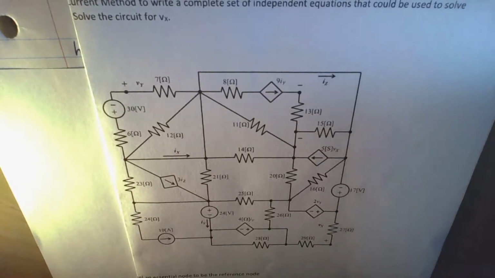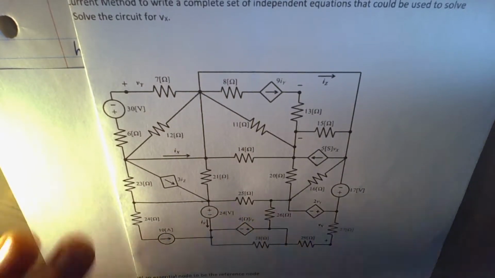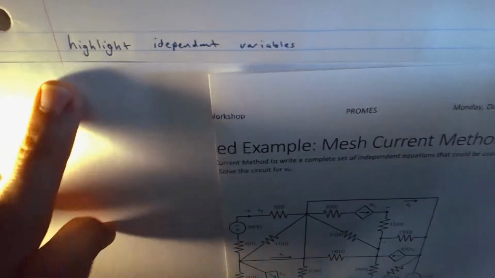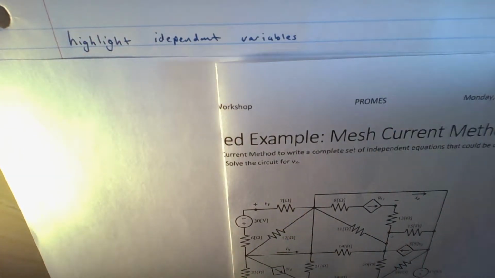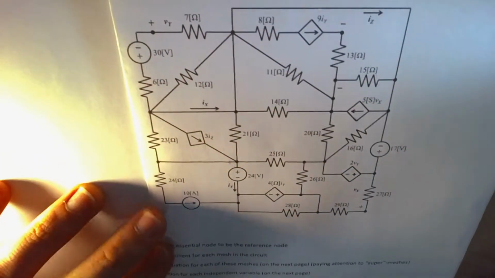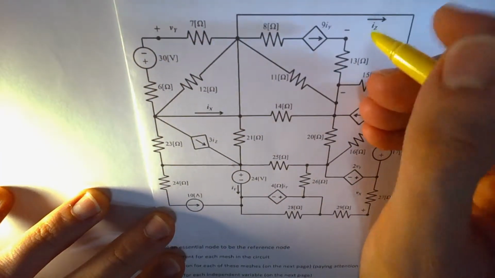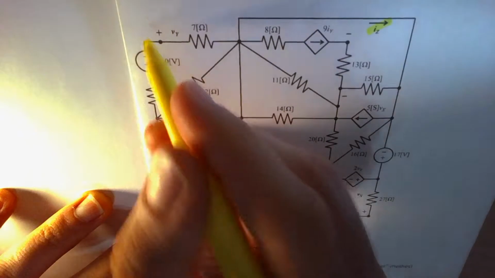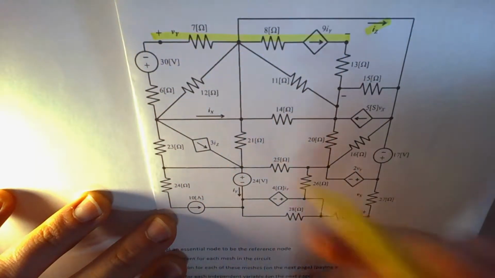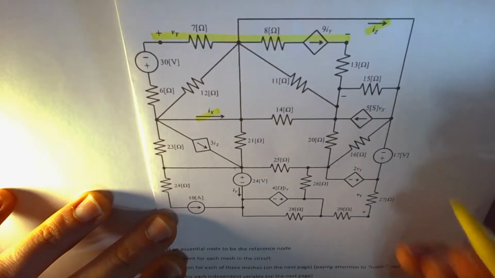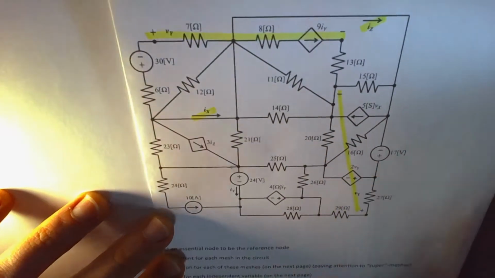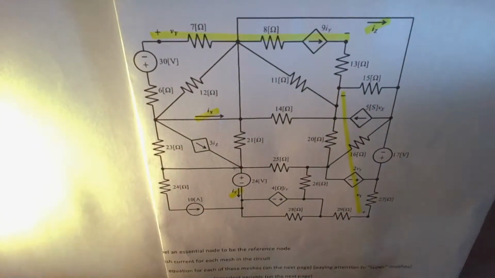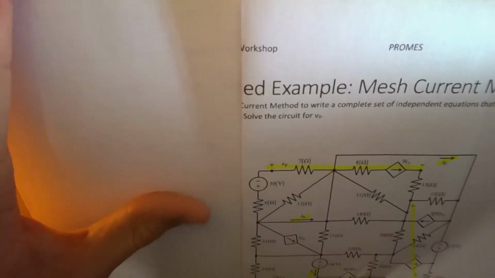This is our example circuit, and you notice that it is a mess. So mesh current's really going to help. The first thing that we're going to do is highlight independent variables. Now, this is not part of the approach, but if you're going to be doing this on an exam where you're stressed, you don't want to miss this step because it's going to make them easier to see, and we're going to come back to these.